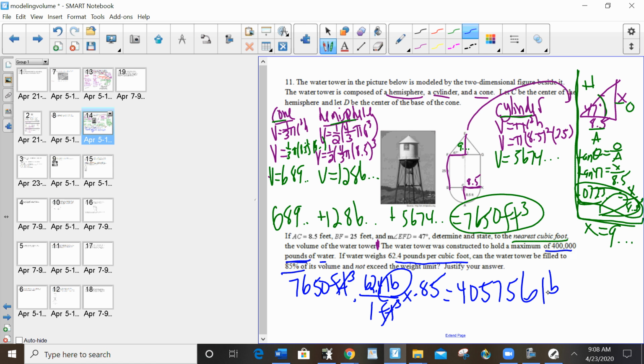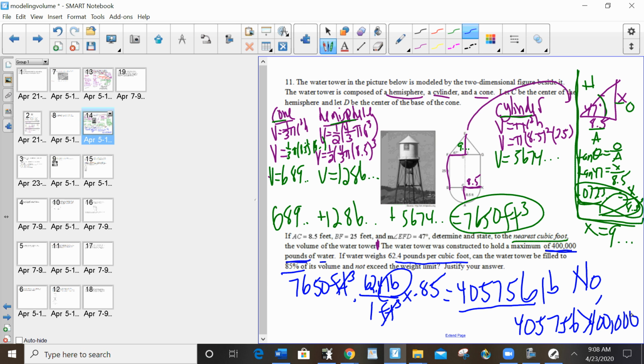So, the tower was constructed to hold a maximum of 400,000 pounds. Based on this scenario, my water is going to weigh 405,756. Will it exceed the weight limit? Yes. So can the water be filled and not exceed the weight limit? No. 405,756 is more than 400,000.